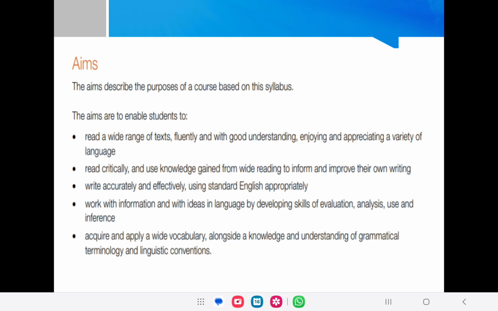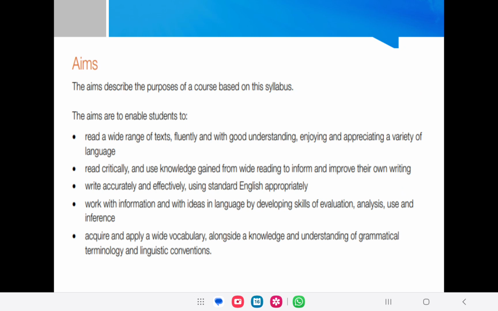First of all, read a wide range of text fluently and with good understanding, enjoying and appreciating a variety of language. Second thing that we expect from you is read critically and use knowledge gained from wide reading to inform and improve their own writing. Third thing is write accurately and effectively using standard English appropriately.